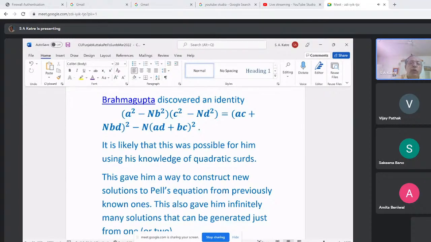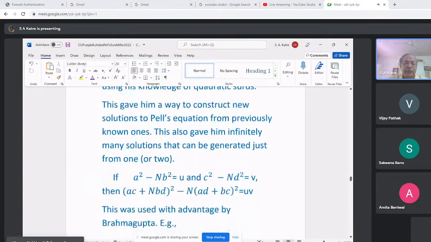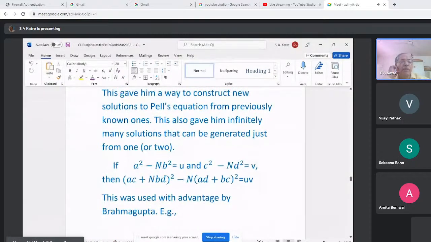That method we know. So Brahmagupta has studied these surds and obtained some properties of surds. And therefore, using those properties, he would have seen that such an identity is there. And this identity he tried to use to solve Pell's equation. So let us see what happens here.